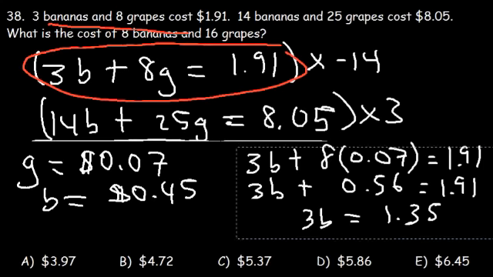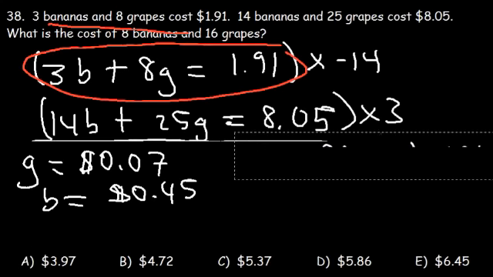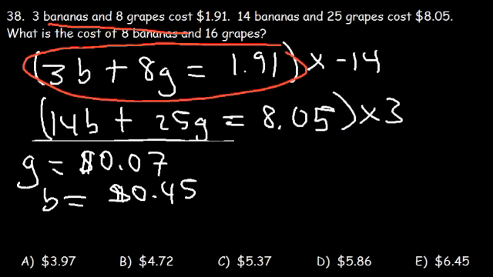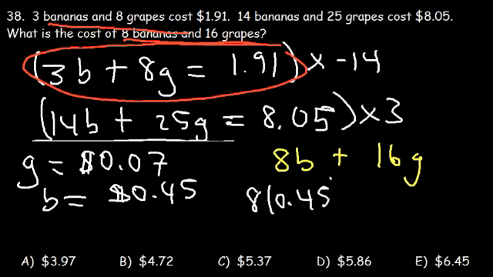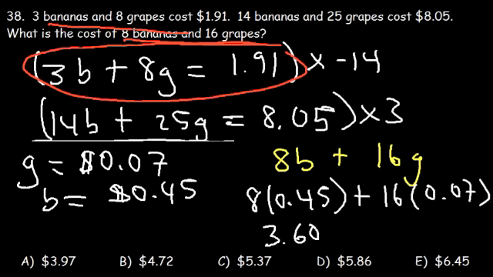So now at this point, we could find the value of 8 bananas and 16 grapes. So 8b plus 16g. So let's plug in 45 cents for B and 7 cents for G. So 8 times 45 cents, that's going to be $3.60. And 16 times 7 cents, it's about $1.12.